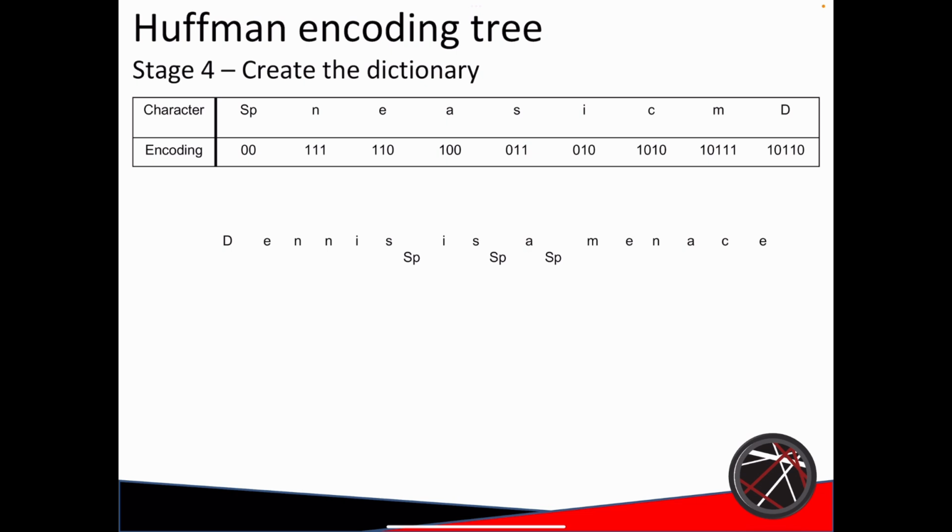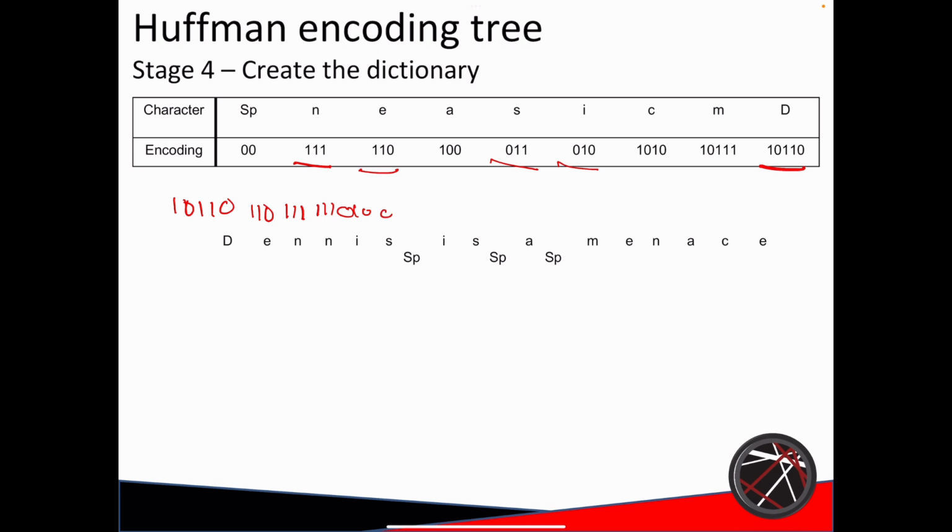So in other words, I've got a sentence here, "Dennis is a menace," and therefore what I want to do is look at the value of D, and you can see the value of D is 10110. So I'm going to write 10110. Then I'll look at E, which is here, so 110. N is here, so 111. Again, 111 for the other N. Then we have 010 for the I.